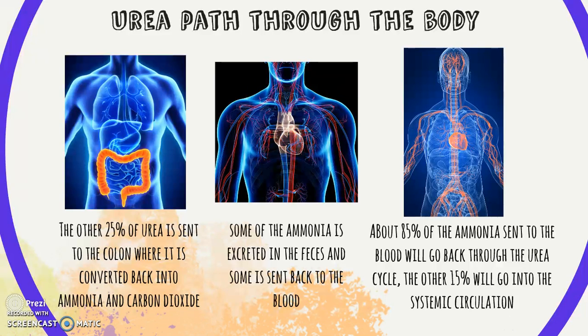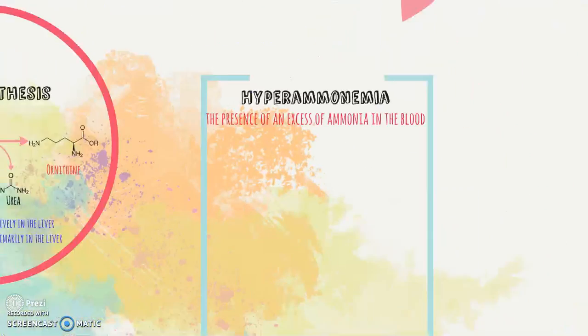The other 25% of urea is sent to the colon, where it is converted back into ammonia and carbon dioxide. Some of the ammonia is excreted in the feces and some is sent back to the blood. About 85% of ammonia sent to the blood will go back through the urea cycle. The other 15% will go into the systemic circulation.